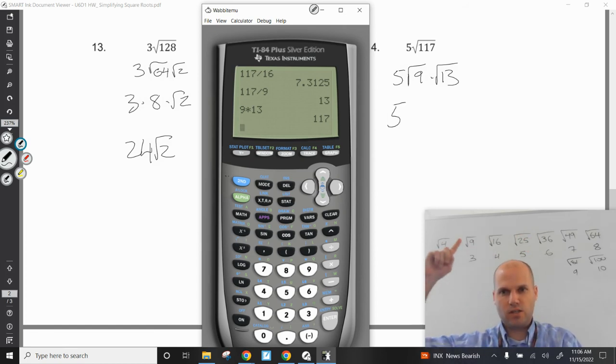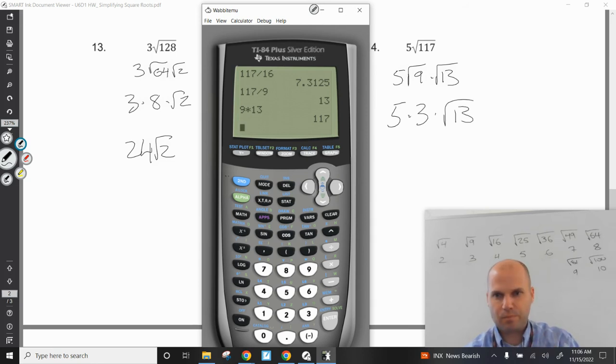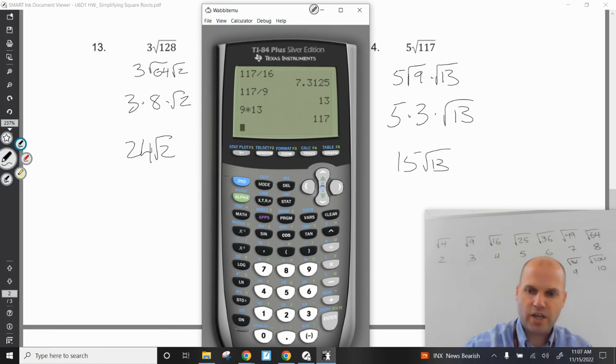Root 9 is just 3. Root 13 cannot be simplified. You can't divide it by 16, 9, or 4, so it's the smallest root that is left. You can't multiply 3 by that. You can't multiply 5 by that, but you can multiply 5 and 3 together. 5 times 3 is 15. You can double check. 5 square root 117 is the same as 15 square root 13.